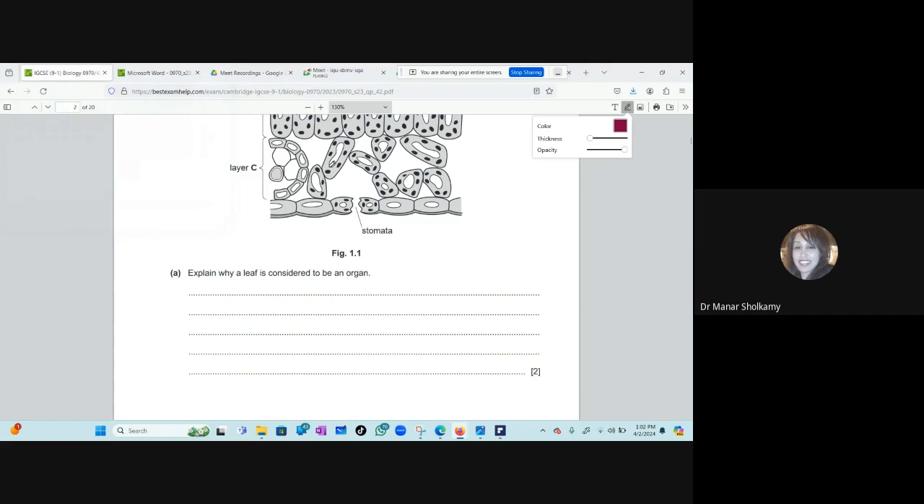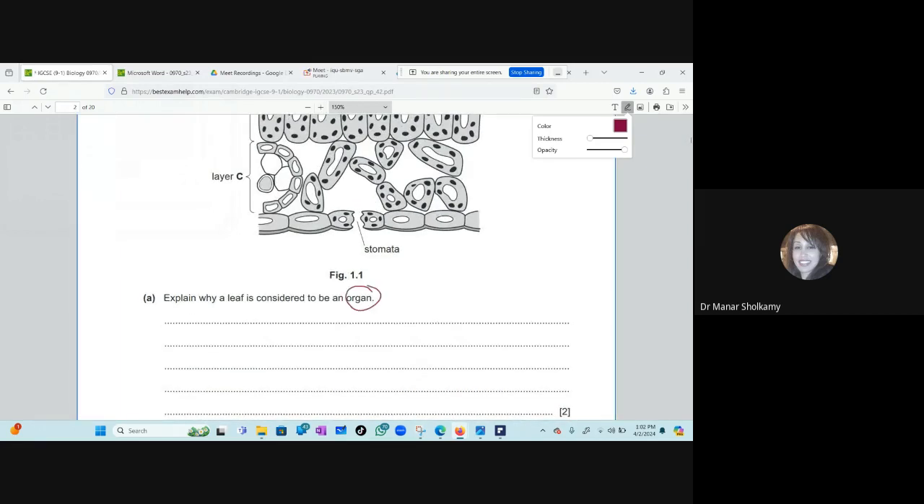So the definition of an organ, this is the first lesson in the syllabus. Don't forget, the organ is made up of different tissues. So why is the leaf an organ? Because it is made up of different tissues that work together to carry out a particular function.